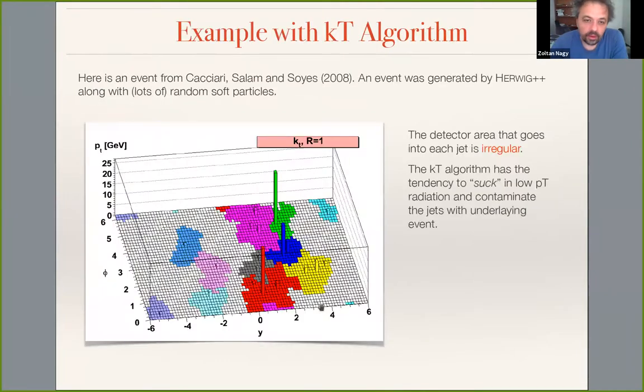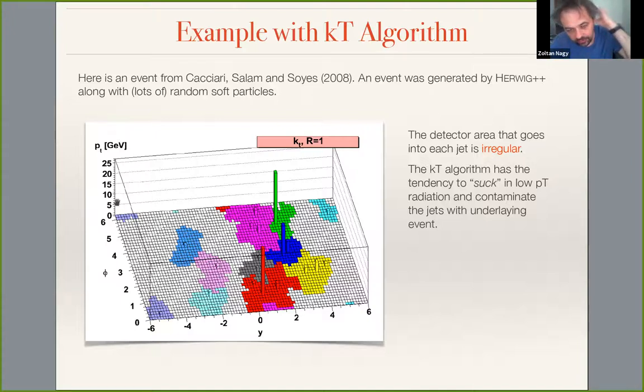Okay, so let's see how it looks. You can simulate and use this algorithm on a computer, so you can generate events. This was studied a long time ago, in 2008, by Cacciari, Salam and Soyez. They generated many events with Herwig, and many random soft particles around, and saw how they perform, if it's kind of reasonable, what we expect and what we would like to see or not. And this is a kind of Lego plot. This is the rapidity, and this is the azimuthal angle, and the vertical axis is the PT.